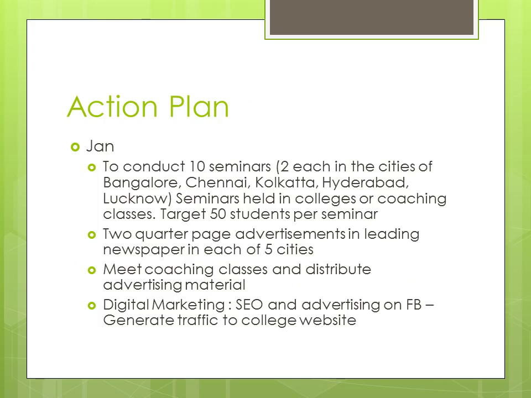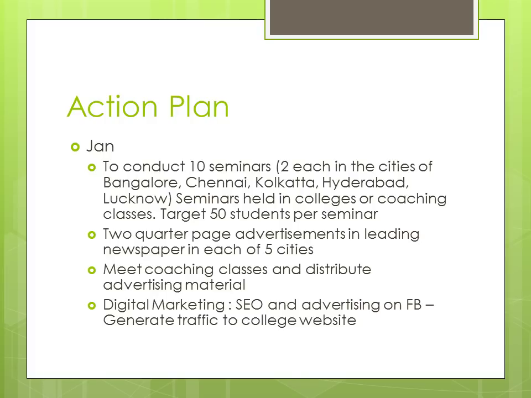So now let's get into detail and look at the action plan. Here I'm going to list the action plan for 3 months, not 6 months. If we look at January, we are going to look at conducting around 10 seminars. As you can see, we are looking at a set number of cities and a minimum number of students attending each seminar.